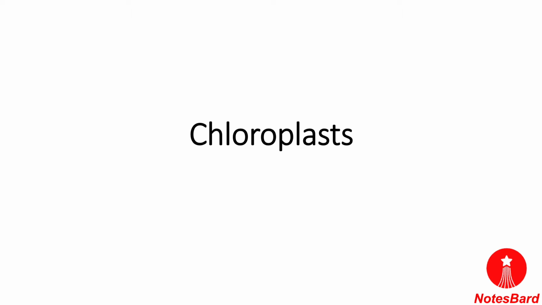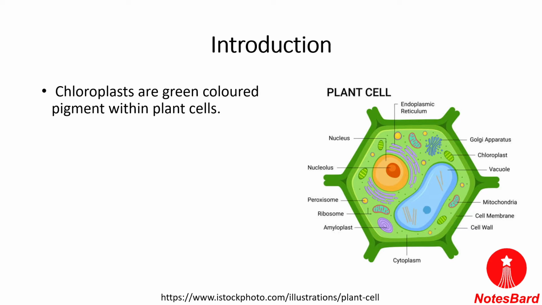So in this slide our main focus is on the chloroplast. Now what is a chloroplast? Chloroplasts are green colored plastids which comprise green colored pigments within the plant cells, and that is why they are called chloroplasts. The main purpose of showing the plant cell here is to depict that only plants contain plastids. Plastids are not present in the animal cells.